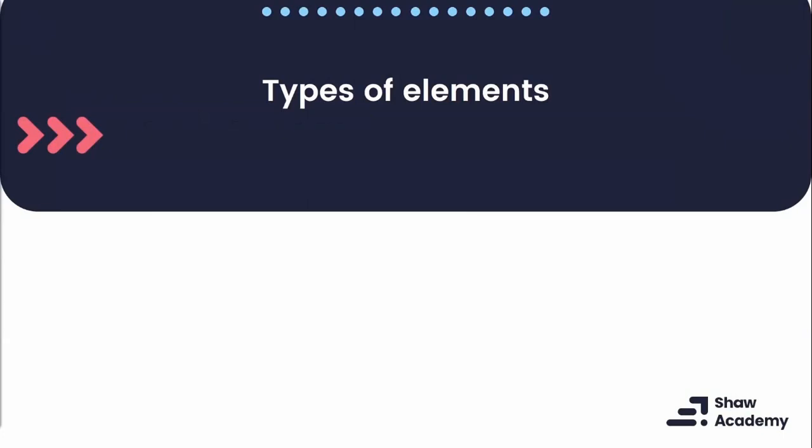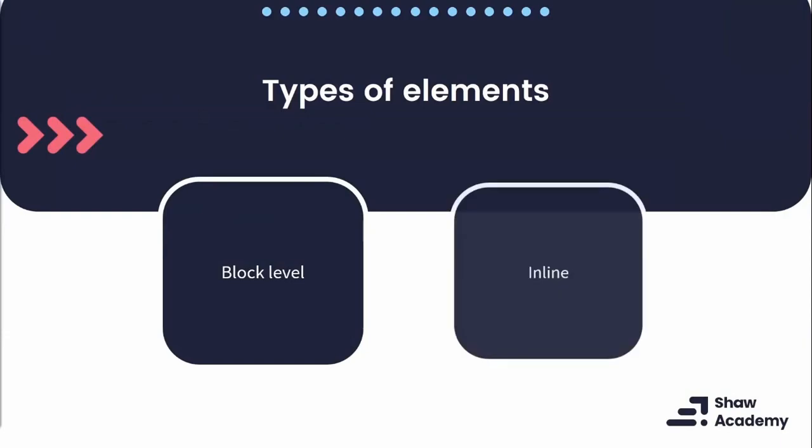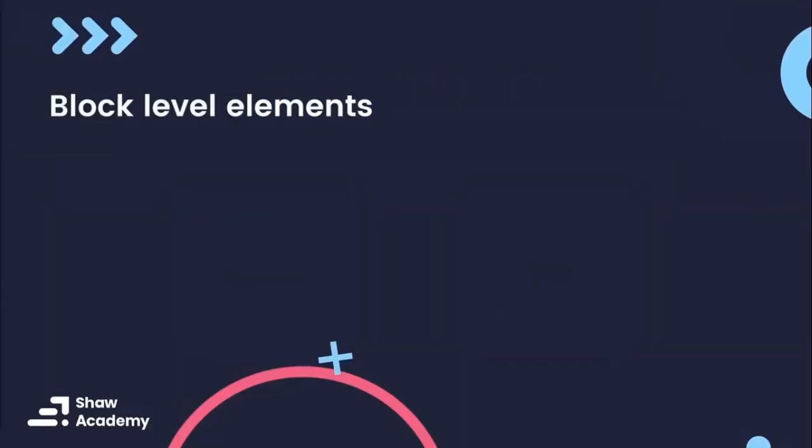Now, I did also mention that we have two different kinds of elements. Firstly, we have block level elements, and then we also have inline level elements. But let's dive a little deeper and unpack the two to distinguish the difference between each of them. Now, when it comes to block level elements, there are some overlapping characteristics with inline level elements. So the first characteristic here is that they can appear in the body of an HTML page.